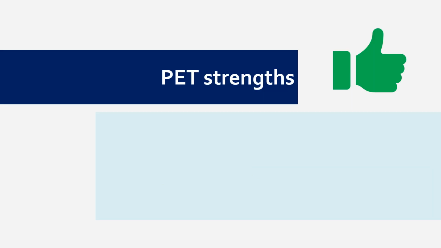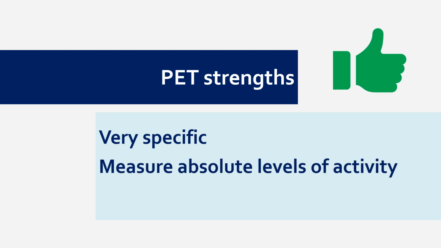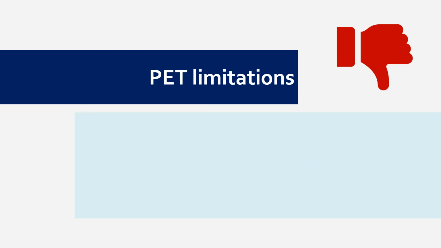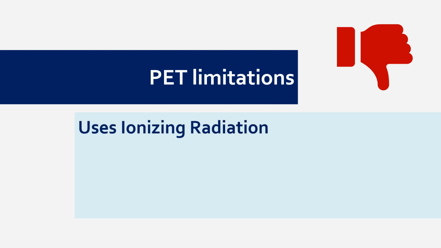PET has a number of strengths as an approach. It can be very specific if we're using a very specific radiolabeled tracer. We can measure absolute levels of activity using PET rather than relative levels as we do in other methods. And it can be combined with CT to get the relative strengths of both of those methods together in one set of images. There are some limitations to PET, however. Again, it uses ionizing radiation, and it can be very expensive, particularly the tracer itself.